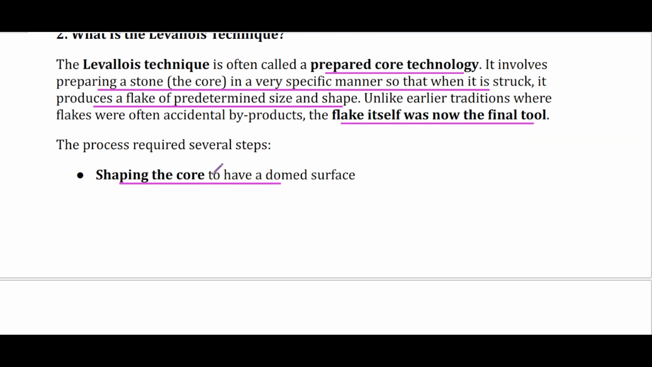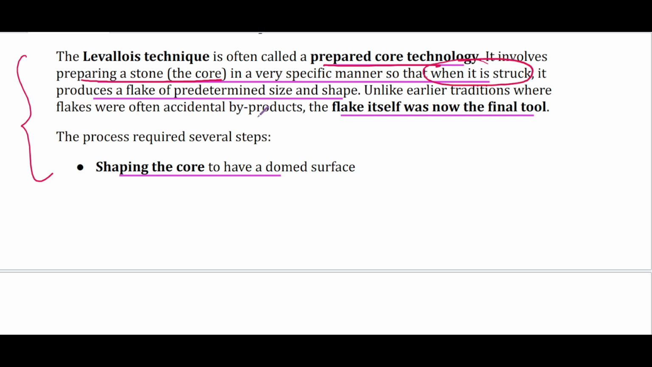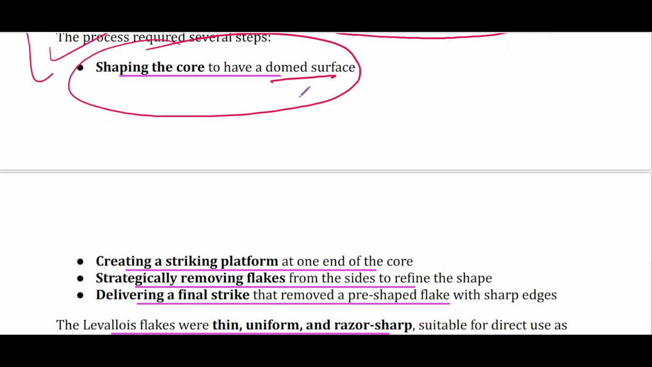Now the procedure. So a prepared core technology involved preparing a stone known as the core, and when the core is struck on a flat surface using a hammerstone, it produces a flake of predetermined size and shape. क्योंकि जो flat surface है, it is already smoothened. So उसमें से with the proper application of mechanical angle एक flake निकल के आएगी. So that flake itself became the new tool. Now this process, first the core is shaped into a dome surface जैसे बताया.